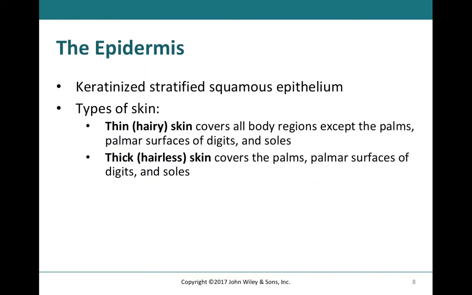Now, our epidermis is going to be made up of keratinized, stratified, squamous epithelium. So you learn what that meant, meaning the cells are keratinized, meaning that they contain the protein keratin, stratified, meaning that they have more than one layer of cells, and squamous, meaning that that top layer is going to be flat like.